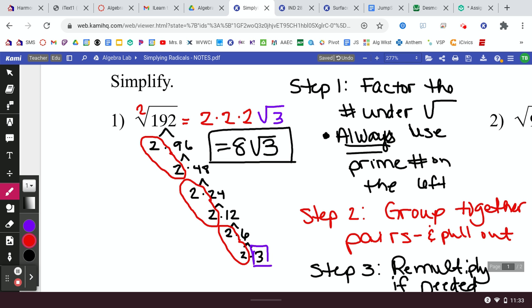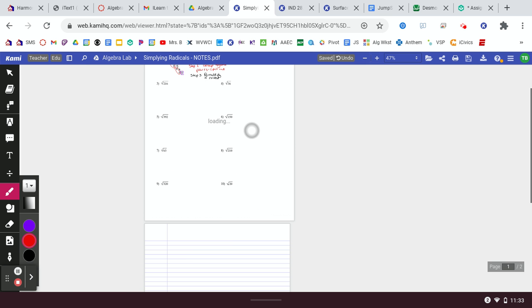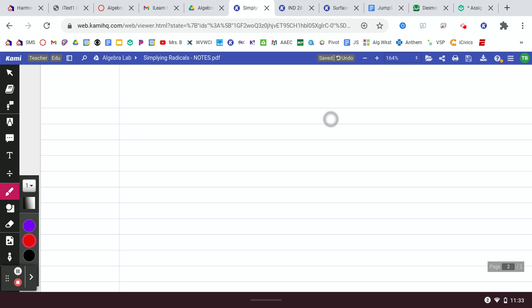So, I want to address Gabby's question because it was a really good question. And I want to show you why. So I'm going to take this same number, right? I'm going to take 192. And I'm going to break the rule of always having a prime number on the outside. Let's say that I play around with it and I can tell that 192 is divisible by 12. I'm picking a random number, okay? So when I divide 192 by 12, I get 16.